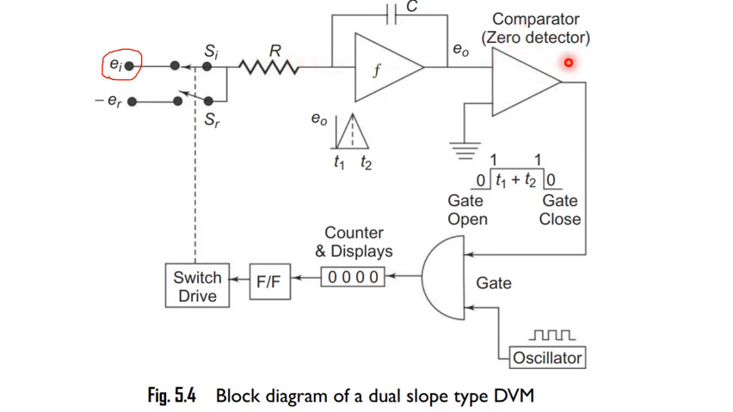Then you have a zero detector or a comparator. That is going to detect the value of EI. Now the same thing is given here to the gate, and the second input of the gate is given by the oscillator. Now this gate is a normal AND gate.